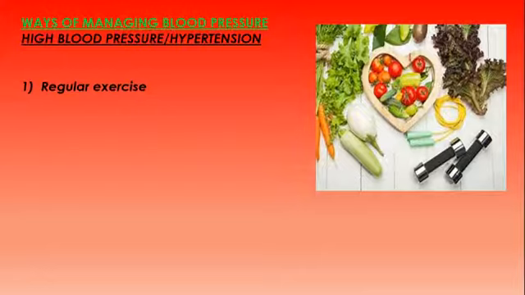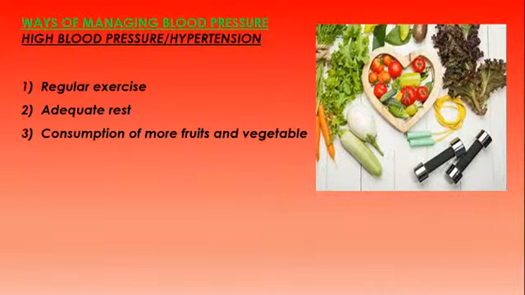Good, regular exercise. So avoid sedentary lifestyle and exercise regularly to cause circulation of blood throughout the body smoothly. You should also have adequate rest. One way to conquer stress is to have adequate rest. And then consume more fruits and vegetables as they supply essential nutrients that regulate our heartbeat, preventing high blood pressure.